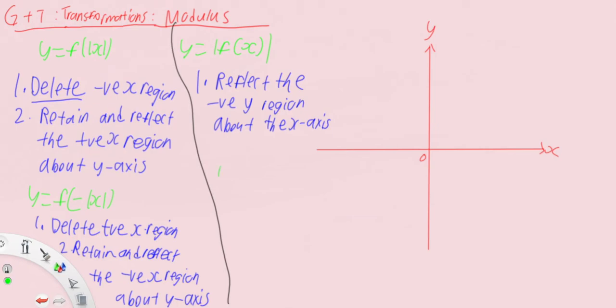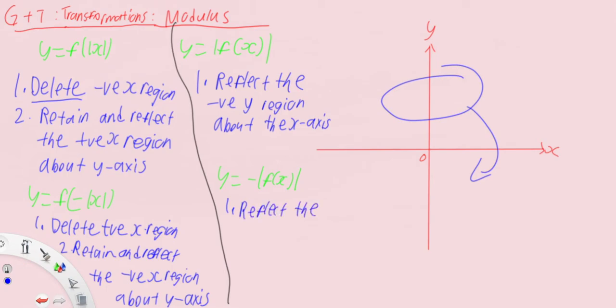Similarly, if we have y equals -|f(x)|, whatever value that we have on the positive side must become negative. So our positive values become negative. Now we reflect the positive y region about the x-axis. And that is simply the modulus transformations for the H2 Math syllabus.